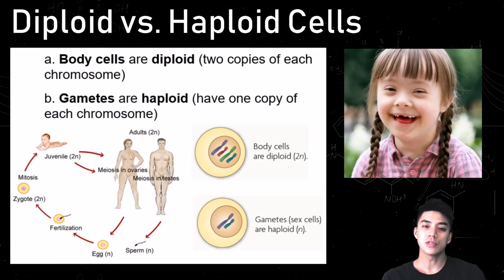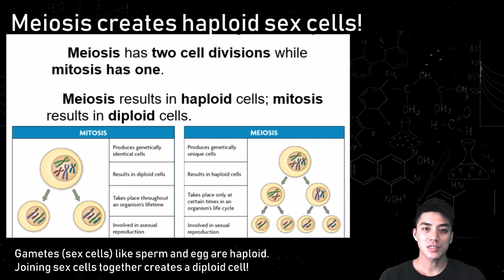So as we move further into this topic, it's important that you understand that body cells are diploid, which means you get two copies, and gametes are haploid, which means you only have one copy. So when you combine two gametes, for example like a sperm and an egg, you end up with an individual that is now diploid. Haploid sex cells are created in the process of meiosis. Meiosis is basically mitosis, which occurs twice. Mitosis results in diploid cells, whereas meiosis creates gametes like sperm and egg, which are haploid.